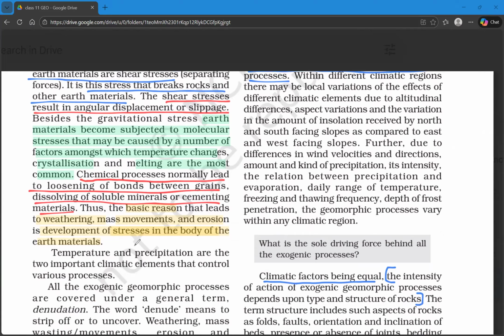So if it is a rock and molecular stress is applied, it starts becoming smaller grains. So this is called molecular stress. But under shear stress, when the shear stress is applied, it tries to break into rocks like this. So there will be angular displacement. So this is the basic difference between shear stress and molecular stress.